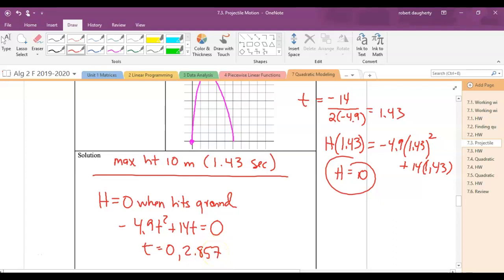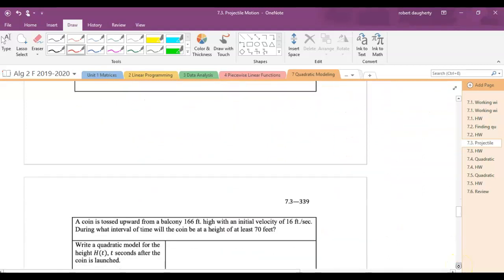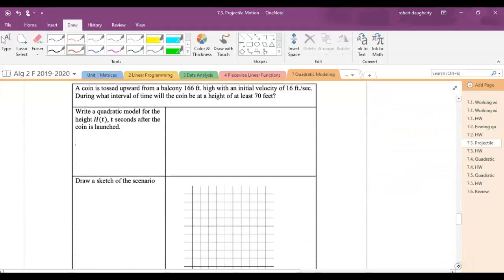So what do these numbers mean? When is it on the ground? Does it make sense that it's on the ground at 0? It started on the ground, and then it doesn't hit the ground until 2.857 seconds. So it is in flight for 2.857 seconds. Okay. So these start to just, I mean, they are word problems, but they should start to feel pretty straightforward, okay?